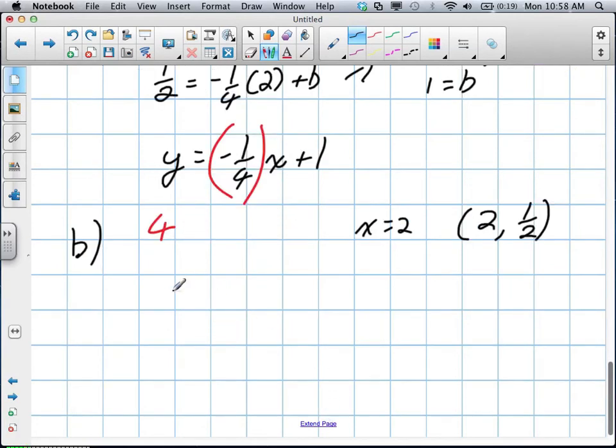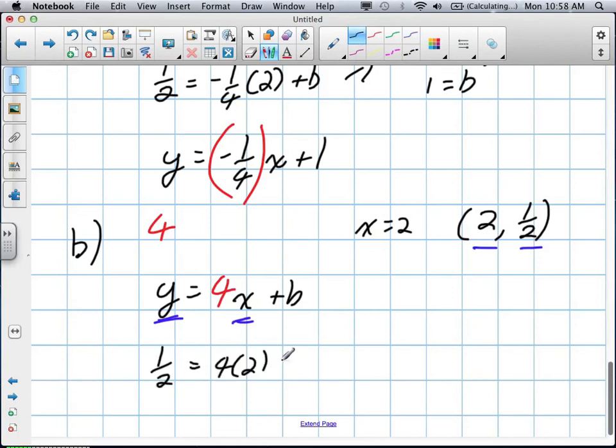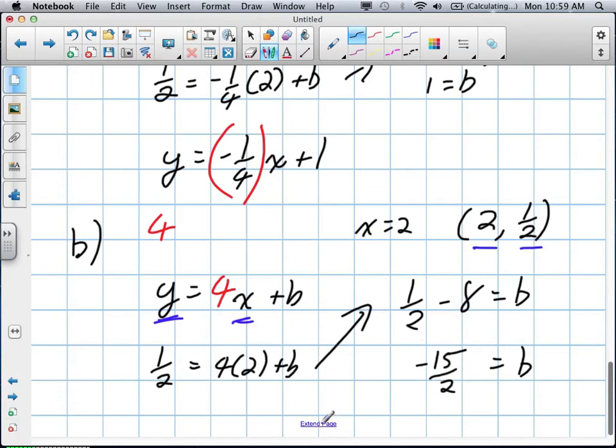So the equation of a line perpendicular to this would be y is equal to our slope, still being 4, because it's perpendicular, x plus b. And we're going to take our x and y value and plug them in for x and y. So again, we're going to get a half is equal to 4 times 2 plus b. Move over here so we have room. This becomes 1/2. That's going to become 8 when we move it to the other side. It becomes negative 8 equals b. So our b value is going to be 15 over 2? Negative 15 over 2. Or negative 7.5.